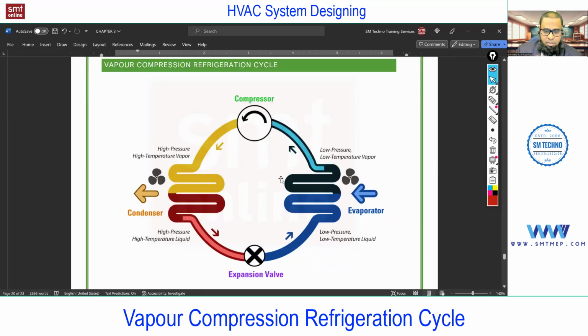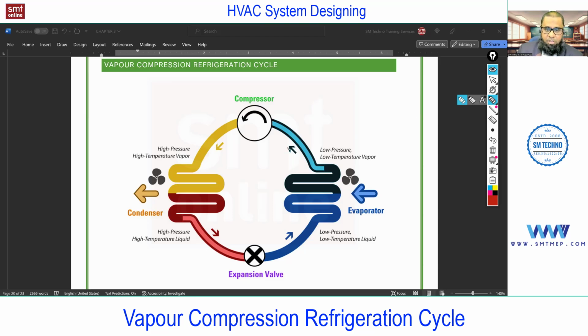In actual practice, you'll find a flash chamber, accumulator, and some other devices. At this level, there are four major components, just to understand the concept. When we deal with the classification of the air conditioning machine, you'll find more details. At this level, just focus on the concept.